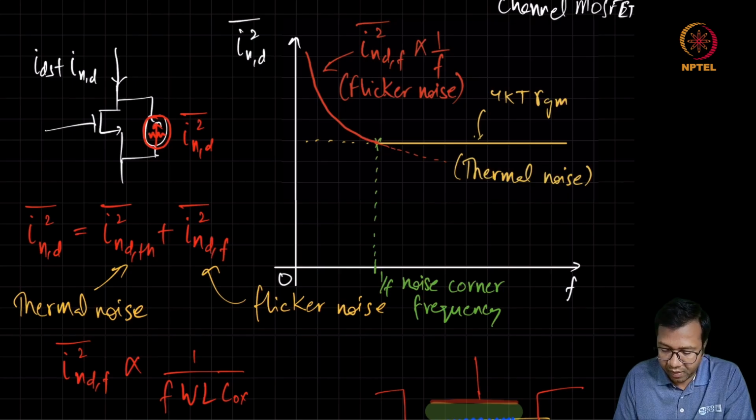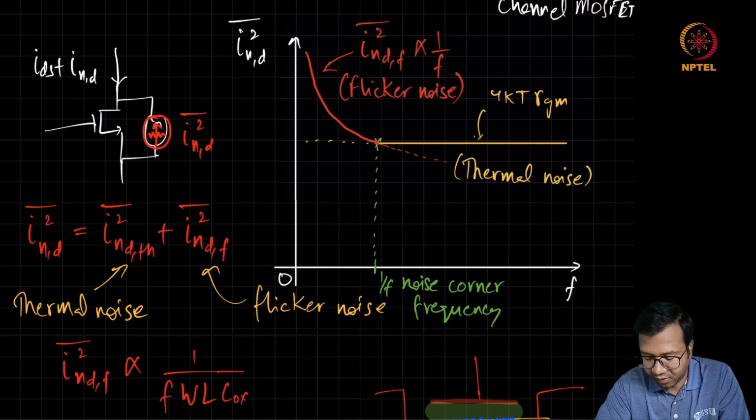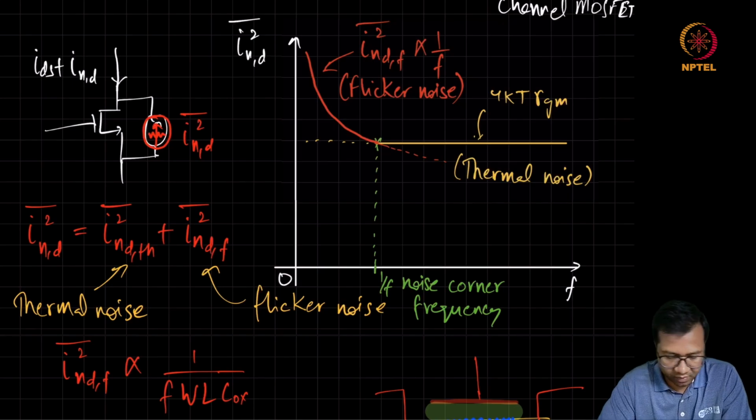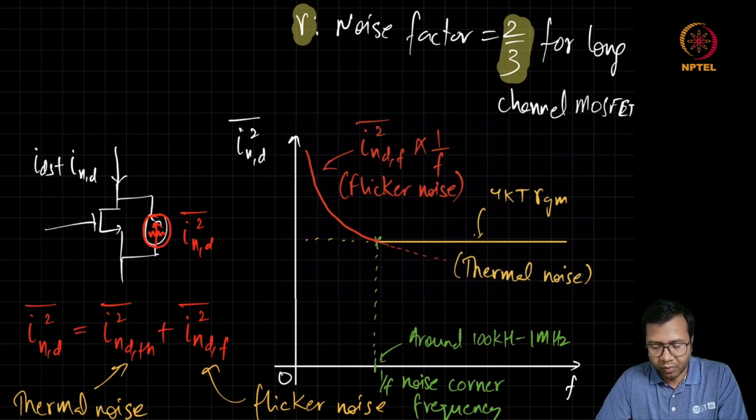So if you are operating, let's say, around a few gigahertz, most of the time you can ignore the flicker noise unless you have done some frequency translation where this flicker noise is also going to come into the picture. So this flicker noise corner is around a megahertz. So now that we have got some basic idea about noise present in a MOSFET, let us try to design a low noise amplifier for our application.